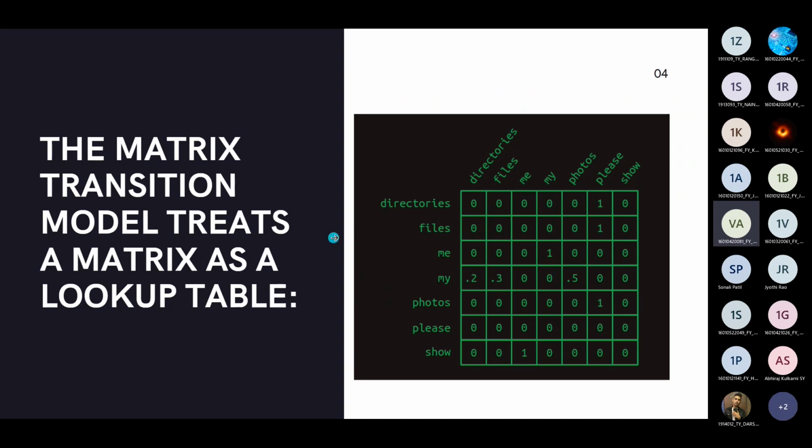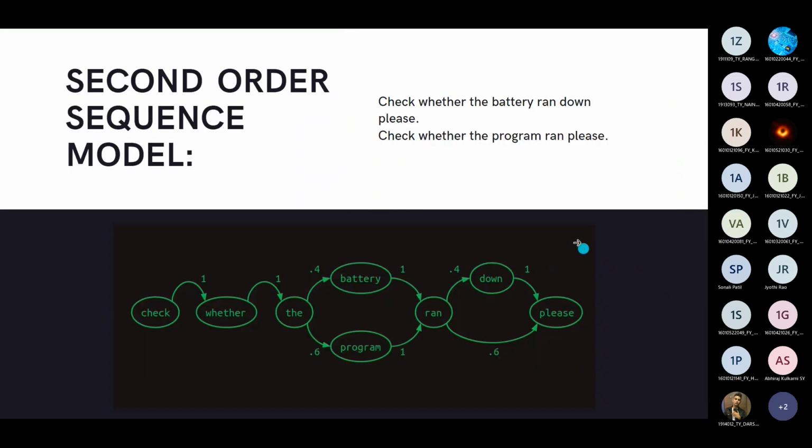So this is the first order sequence model, that is, just looking at the word my, I will predict the next word. Okay. Now comes the second order sequence models.